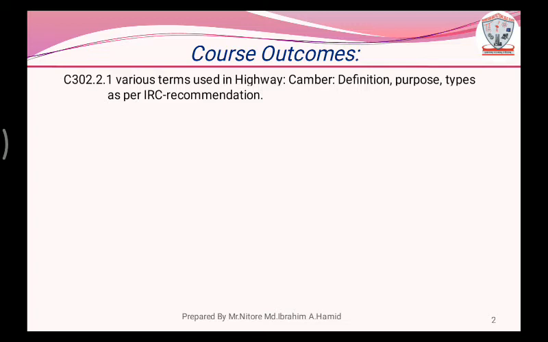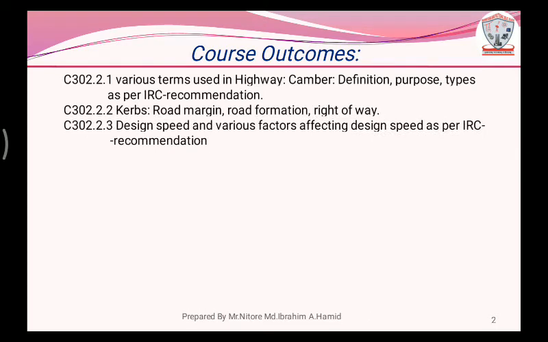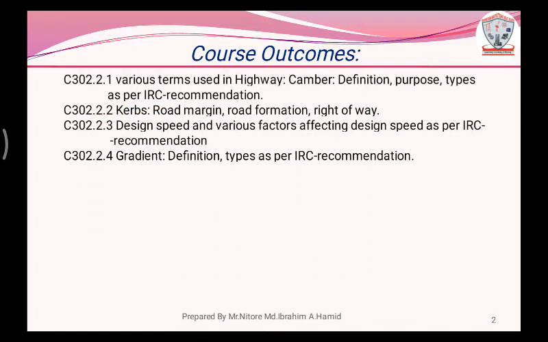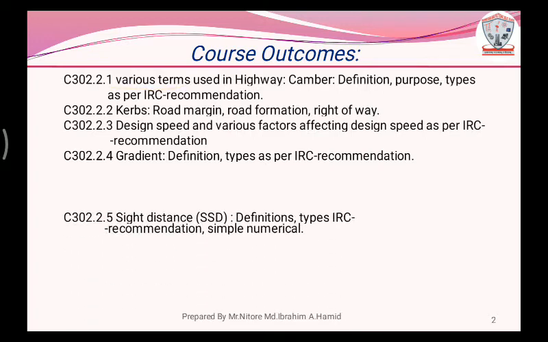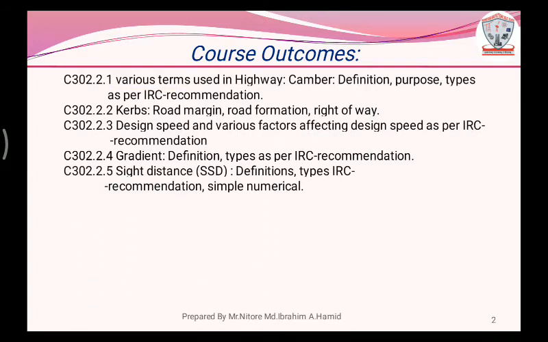The first course outcome is various terms used in highway, that is camber, definition, purpose, types as per IS recommendation. Second, curves, road margin, road formation, right of way. Third, design speed and various factors affecting design speed as per IRC recommendations. Fourth, gradient definition and types as per IRC recommendations. Fifth is SSD, that is sight distance, definition, types as per IRC recommendation, simple numericals.